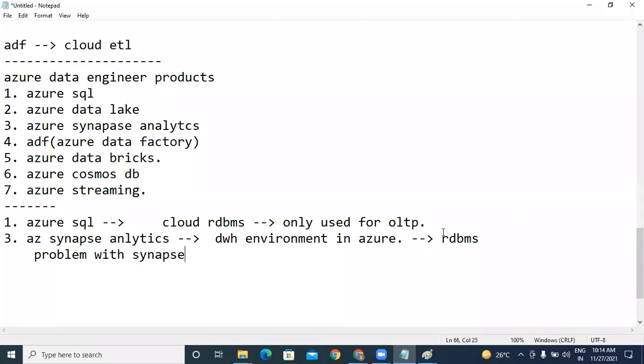What is the category of Synapse? The category of Synapse is RDBMS. What can an RDBMS store? Only relational, structured data. If I am handling only structured data, that is the behavior of a traditional data warehouse.